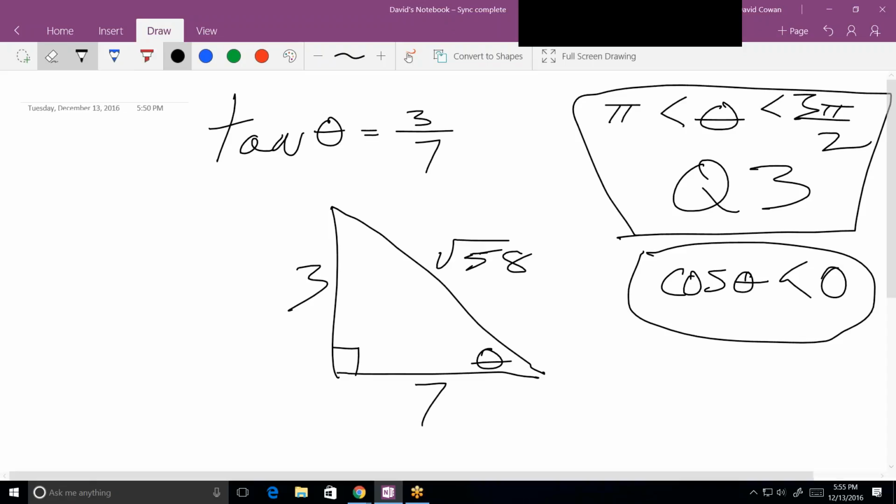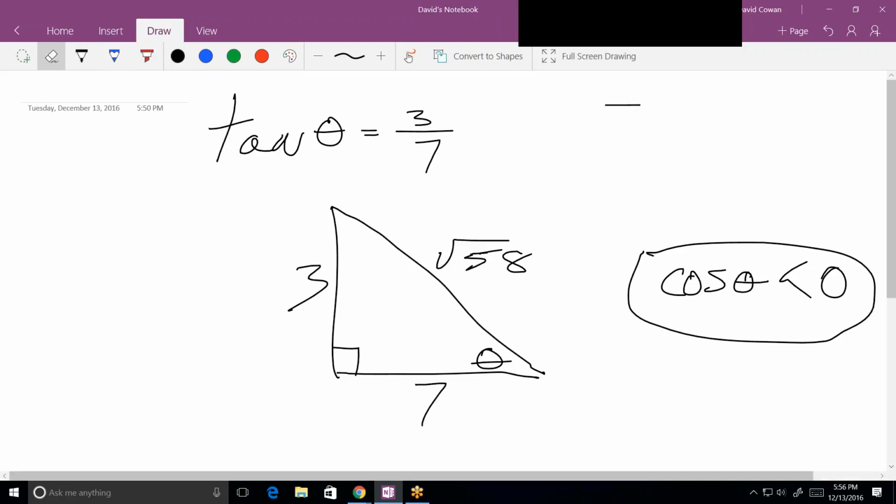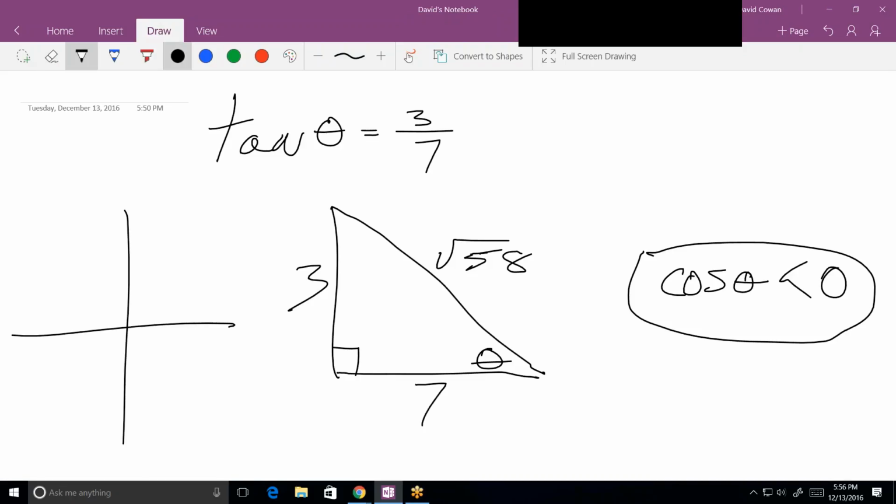Wait, could you go over that? Because that doesn't make sense to me. Okay. If we draw our unit circle, all students take calculus. Which quadrant is the tangent positive and the cosine's negative? There's only one. The third quadrant. Right. But how do you get that from just cosine of theta is less than 0?